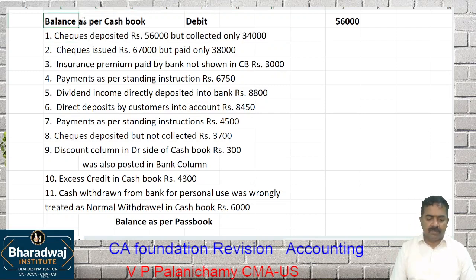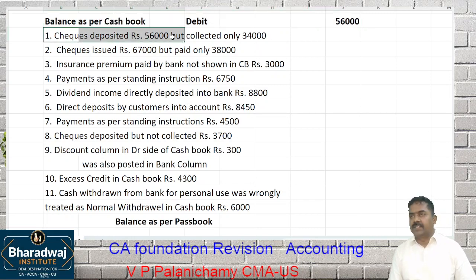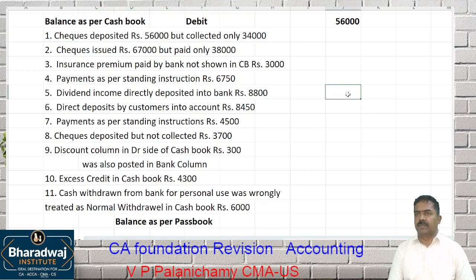Balance as per which one? Cash book debit balance means normal balance. How much of check we deposited? We have added 56,000. We are the customers. We added 56,000, but the banker added only 34,000. Minus 22,000. Why minus 22,000? We have added an extra 22,000 that the banker has not added. So what to do? Minus. Why? We want the balance as per the other party.